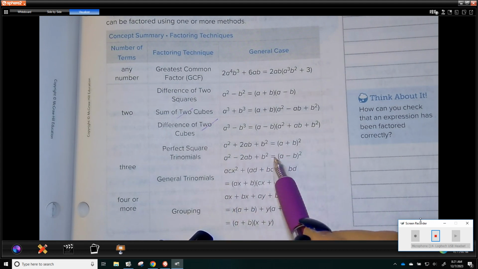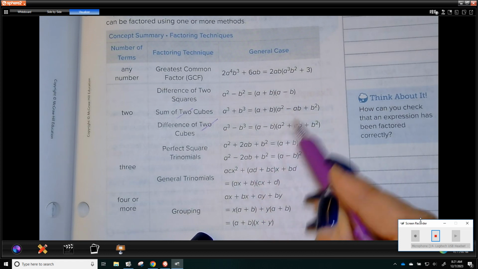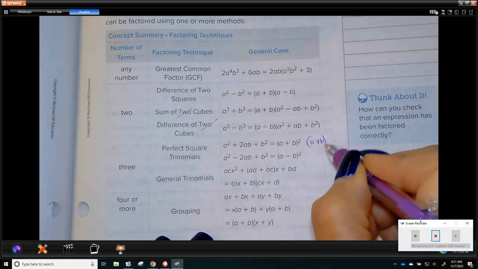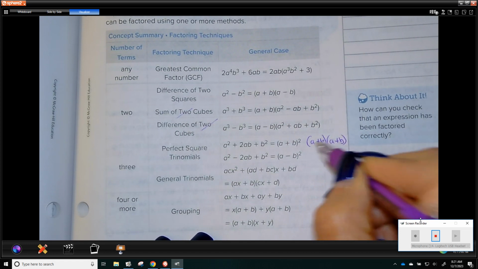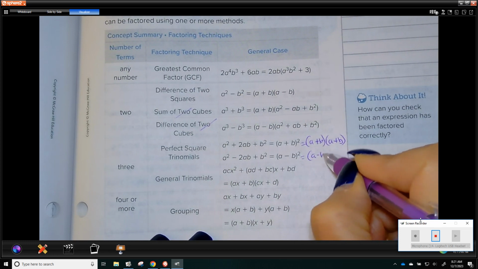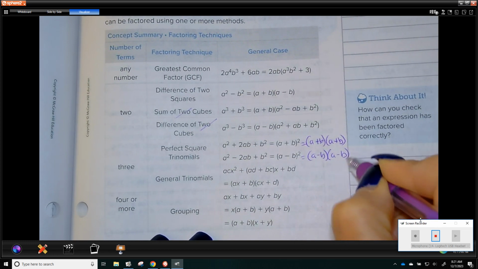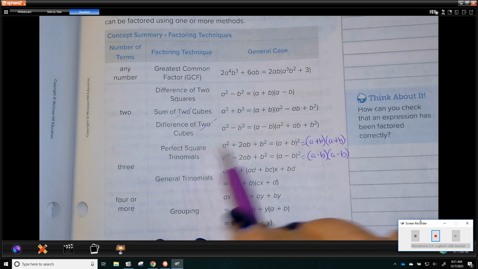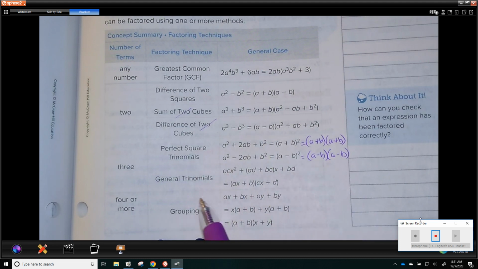So these are perfect square trinomials, which these are. Oh no, these are not because this is 2 and this is not 2. Sorry. This is like a plus b times a plus b, which is a plus b squared. And this is like a minus b times a minus b, which is the same thing twice, a minus b squared. Three terms for these perfect squares. General trinomials, which is this.